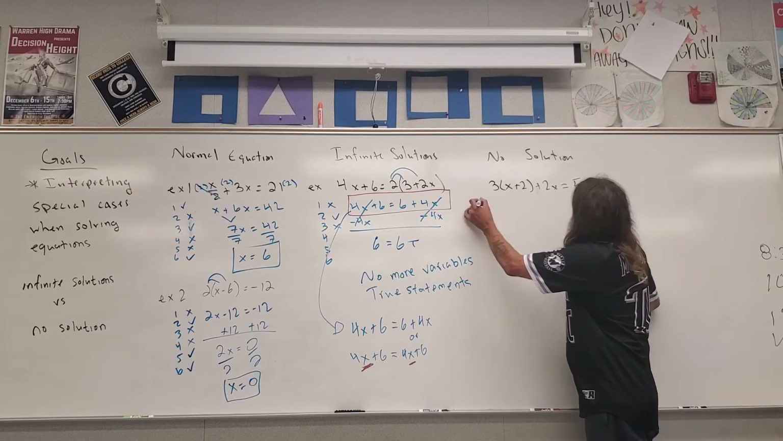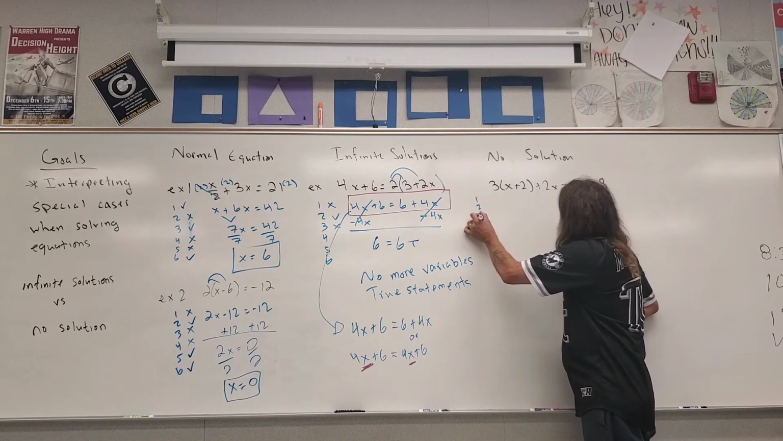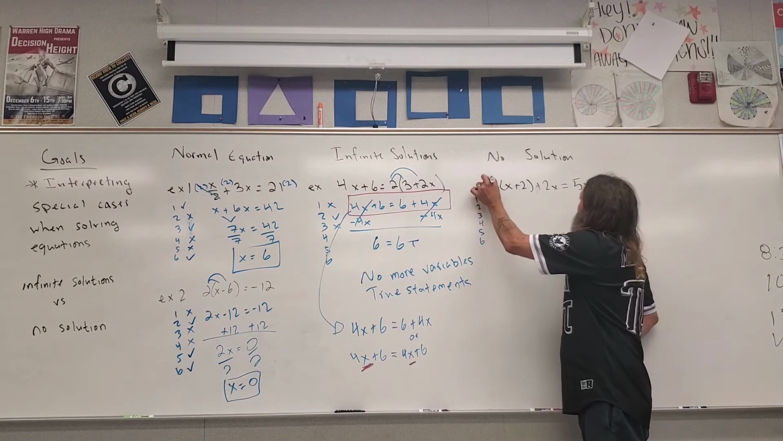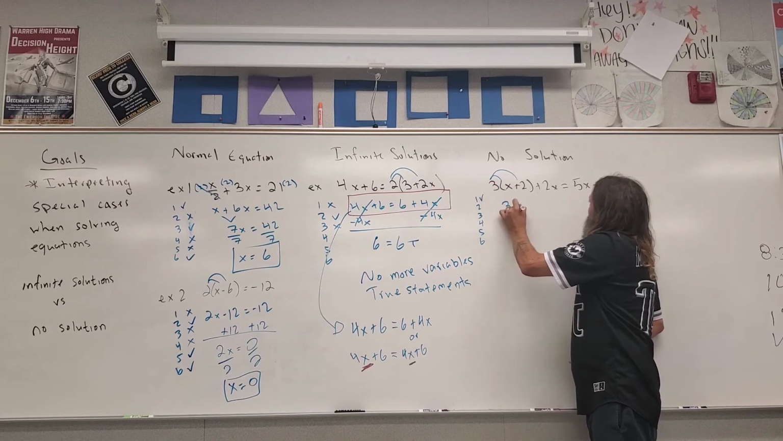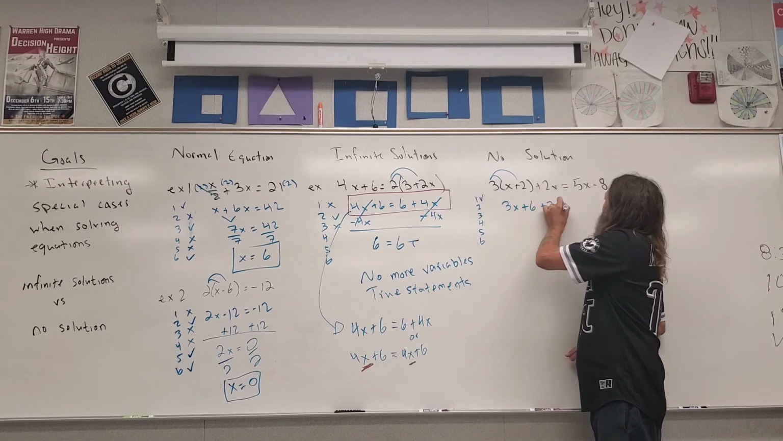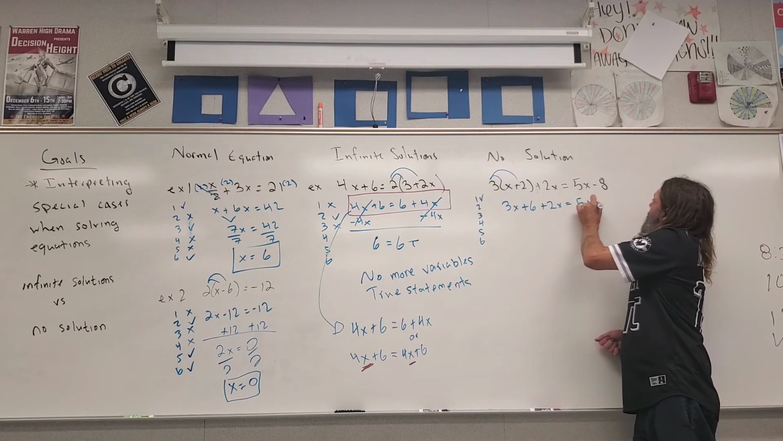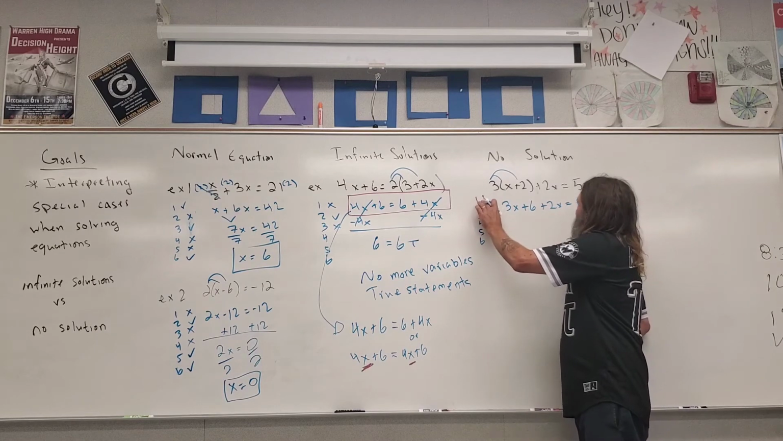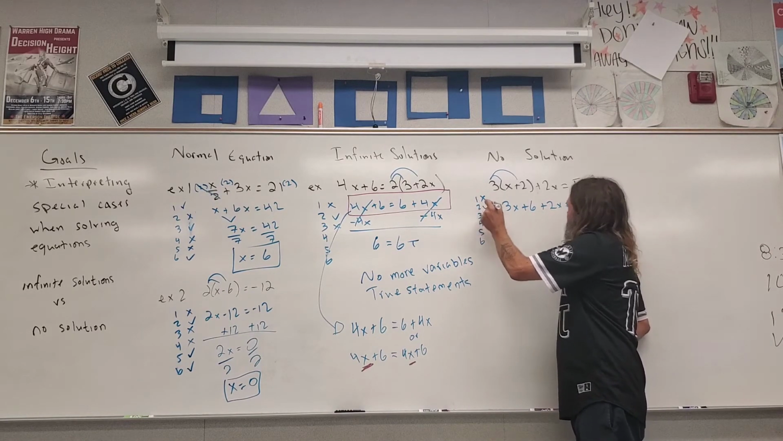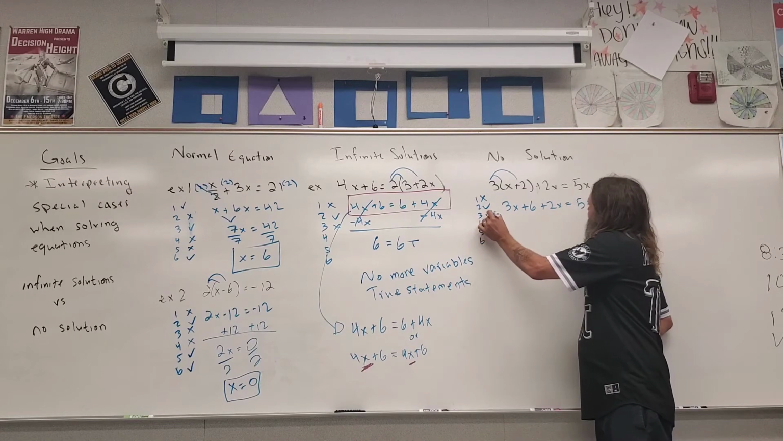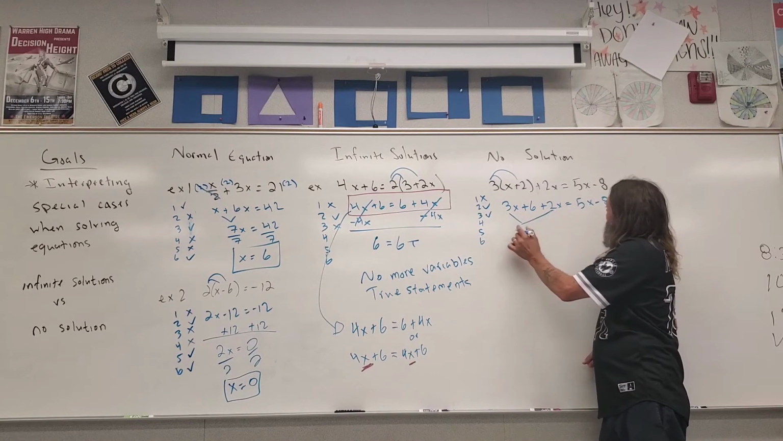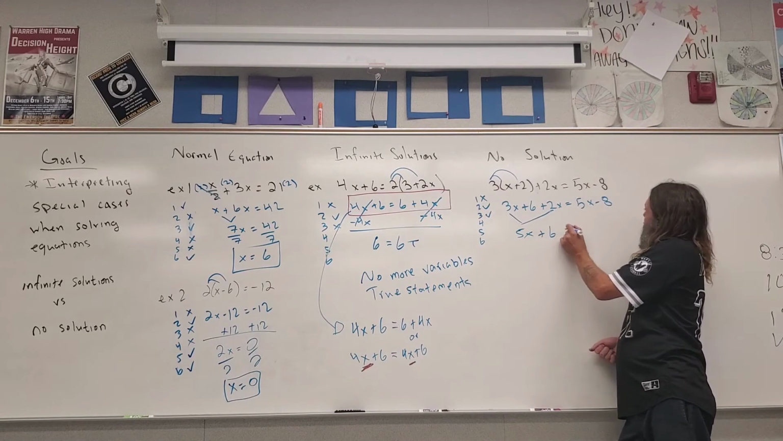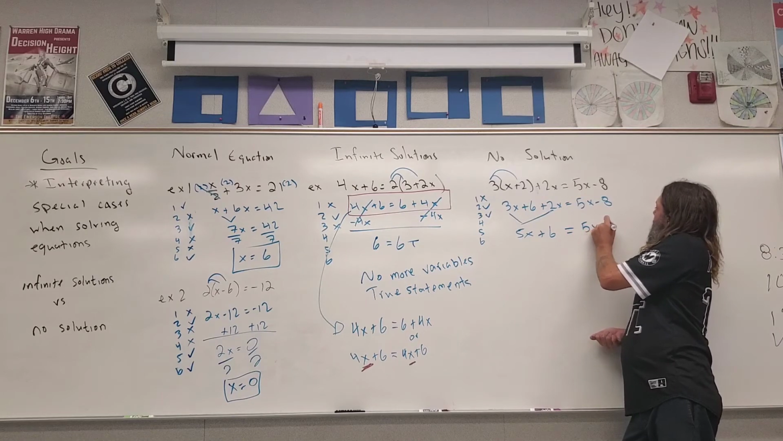So again, we have our 6 steps to solve: 1, 2, 3, 4, 5, and 6. Can I distribute? Yes. So this becomes 3x plus 6 plus 2x is equal to 5x minus 8. Can I eliminate fractions? No. Can I distribute? Yes. Can I combine like terms? Yes. So 3x and 2x, that's my 5x. So 5x plus 6 is equal to 5x minus 8.